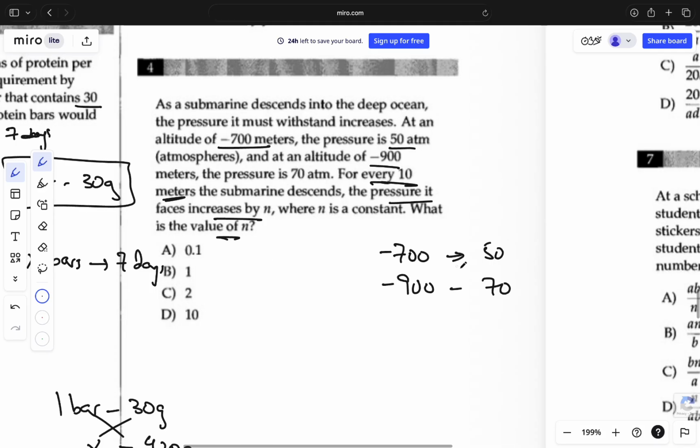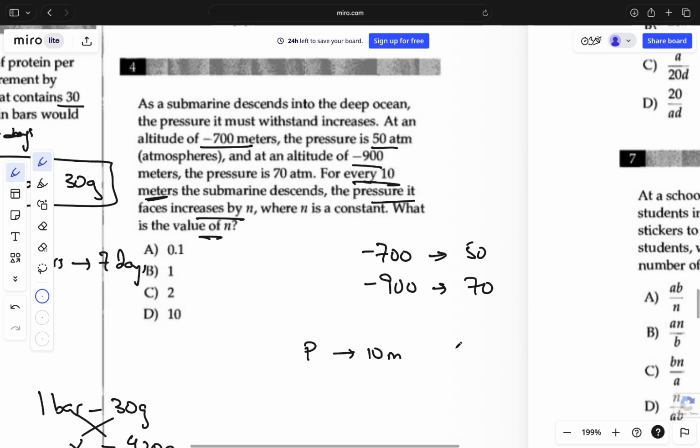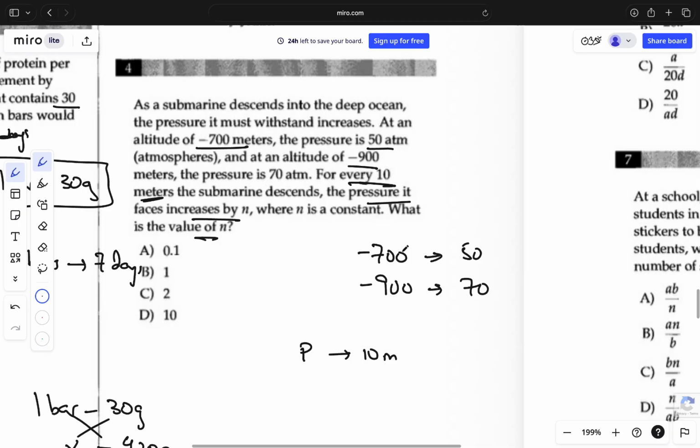Again, we find the difference because they're saying every 10 meters. So we need to find the pressure increase in every 10 meters. That's what we're looking for. So this is the altitude in meters, and this is the pressure in ATM.